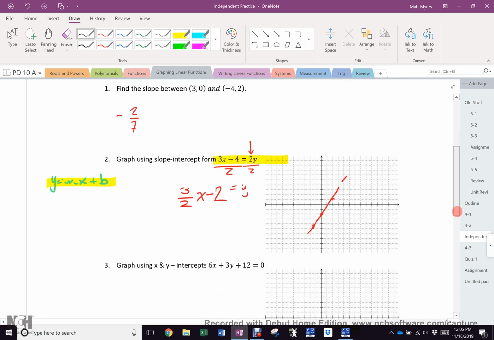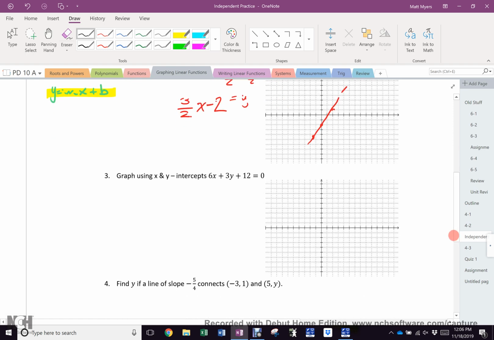Graph using x or y intercepts. Every single x-intercept is x, comma, 0. Every single y-intercept is 0, comma, y. If you are seeking an x, what happens to the y value? It disappears. So I get 6x plus 12 equals 0. 6x equals negative 12. X equals negative 2.